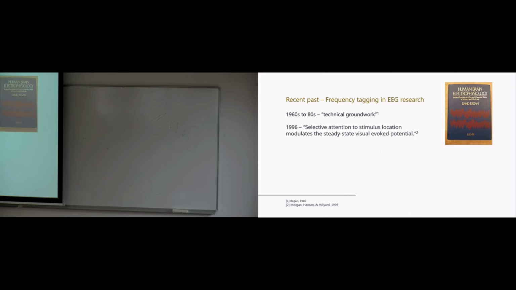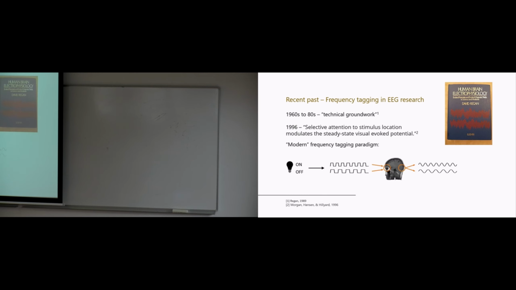And then I think what really started the area of research that I'm talking about today is this 1996 study by Morgan, Hansen, and Hilliard, where they found out that they can use frequency-tagged, stimulus-driven brain responses, called steady-state responses, to look into a cognitive modulation. So of course, for us cognitive neuroscientists, that's a fantastic thing to have. You have a driven brain response and you can show that it somehow modulates if you manipulate something like attention. Okay? And that's what set off a spree of studies.